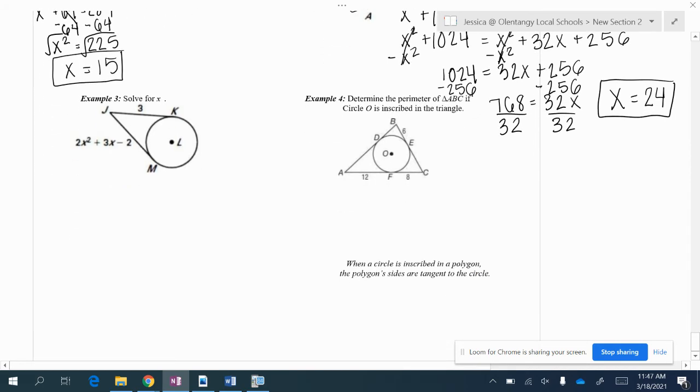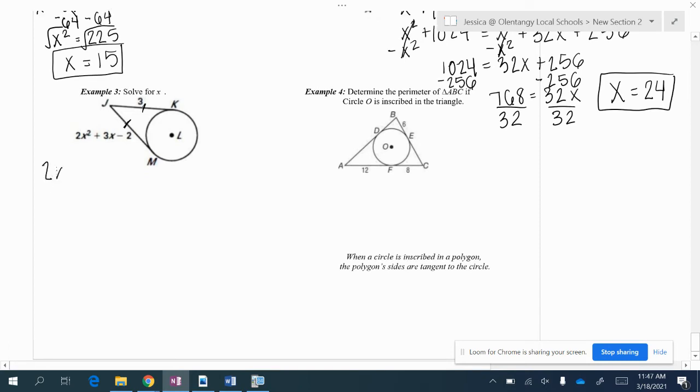All right, in example 3 here, I see that we have two tangent lines. So JK is tangent, JM is tangent, and they're both sharing this point J right here, meaning that these two segments are going to be congruent. So I can say that 2x squared plus 3x minus 2 is equal to 3. And again, I see that x squared, so I'm going to factor it, subtract 3. 2x squared plus 3x minus 5 is equal to 0.